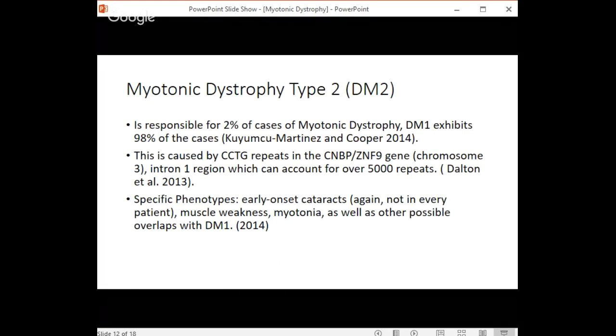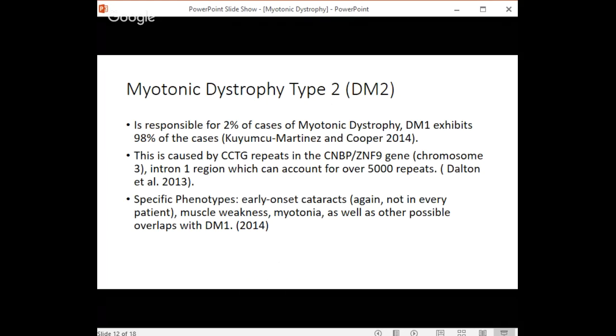So the next type of myotonic dystrophy is type 2, and this is usually responsible for around 2% of the cases of myotonic dystrophy. So DM1 exhibits around 98% of the cases here. And the primary cause is these CCTG repeats in the CNBP-ZNF9 gene, which is located in chromosome 3, and it's in the intron region. And it can have a lot of repeats in this region as well.